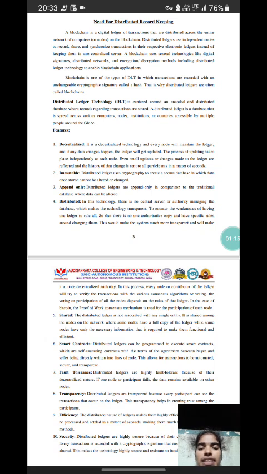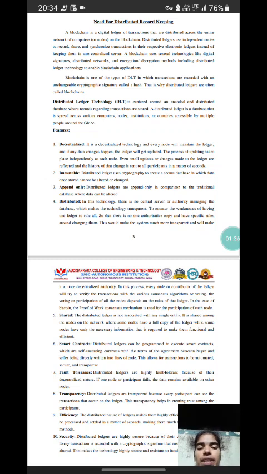It is a decentralized technology and every node will maintain the ledger, and if any data changes happen, the ledger will get updated. The process of updating takes place independently at each node. Even small updates or changes made to the ledger are reflected, and the history of the change is sent to all participants in a matter of seconds.